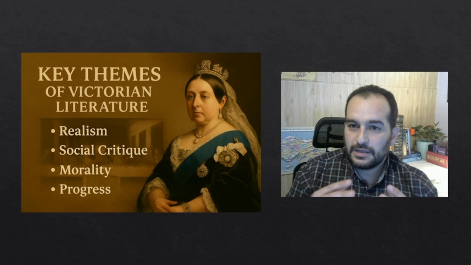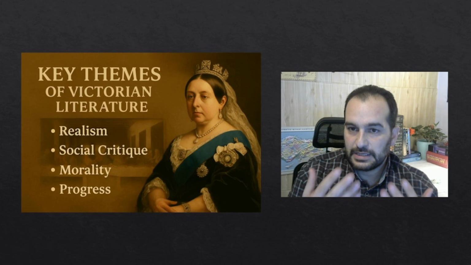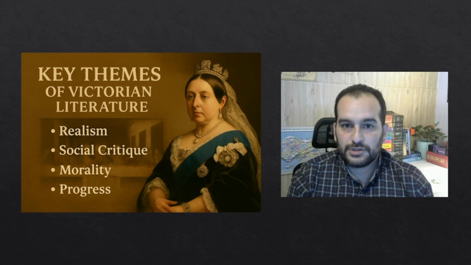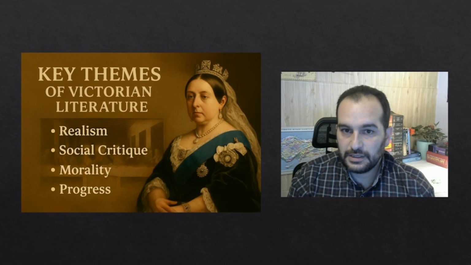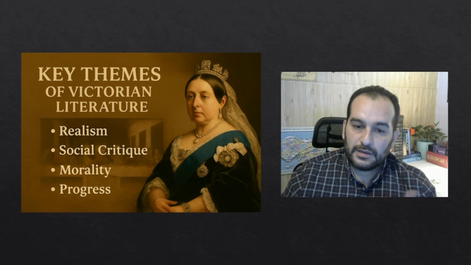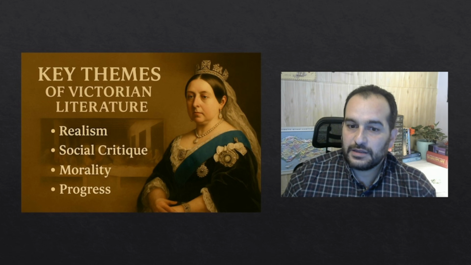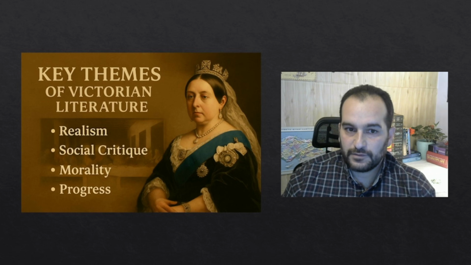So we can say that the key themes that we can see in Victorian literature include realism, social critique, morality, and progress. Now let's move to see the authors and the literary works of the Victorian age.